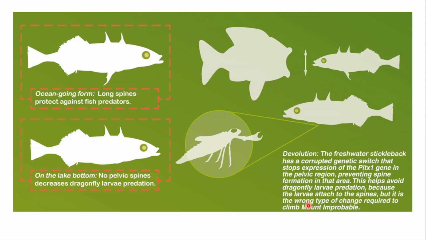Another regional advantage. So let's ignore that. The main advantage these freshwater sticklebacks gain from losing their pelvic spine is avoiding the attack from dragonfly larvae. These larvae can lodge onto the pelvic spine and then attack the fish, whereas in the marine form, where big fish predate on these sticklebacks, the pelvic spine helps guard them against the big fishes. So evolutionarily, the genetic switch stops the expression of the PITX1 gene responsible for development of the stickleback spine.